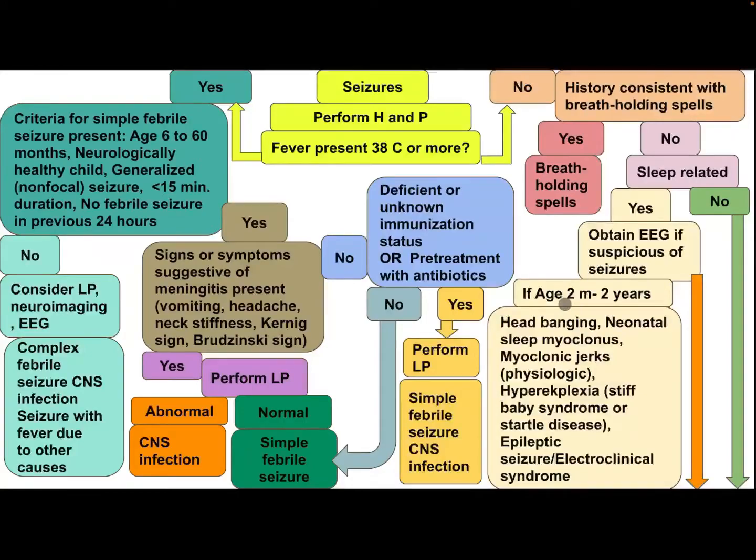If the child is age 2 months to 2 years, the differential diagnosis includes head banging, neonatal sleep myoclonus, myoclonic jerk, physiologic, hyperekplexia, stiff baby syndrome or startle disease, epileptic seizure, and electroclinical syndrome.